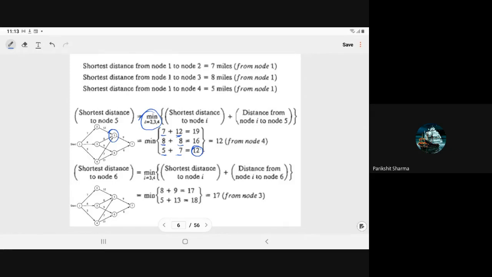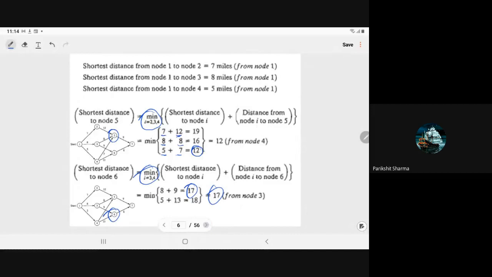Similarly, shortest distance to node 6. So here, shortest distance to node 6 is the 2, 3, 4 plus the distance from 2, 3, 4 to node 6. But you know that 2 is not a feasible route. So here we take only node 3 and node 4. So it will become 8 plus 9 and 5 plus 13. So 17 plus 18. So minimum is 17, and that is coming from node 3.